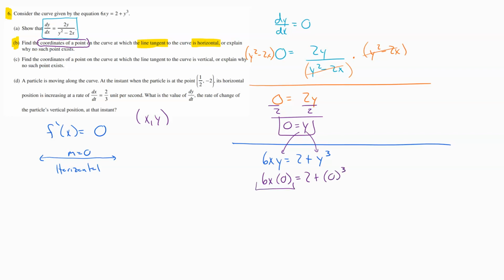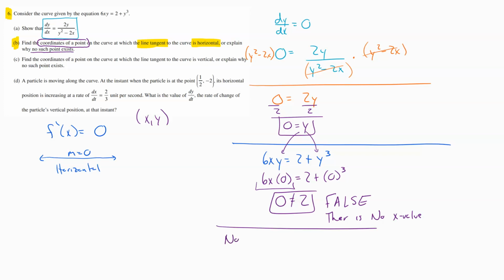On this left-hand side, 0 times all that is just going to get you 0. And then on the right-hand side, you'd get 2 plus 0, which is going to get you 2. When you run into something like this that is not true, a false statement, what that's telling you is there is no x value that's going to make this work. It's strange. You don't normally expect to see this happen, but it does happen all the time. We get no such point. And so you would say on here, no such point exists where there would be a horizontal tangent line.